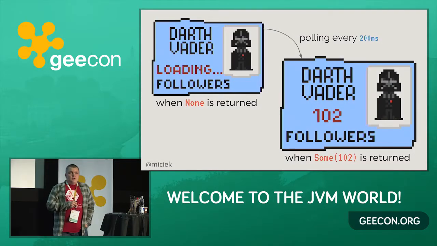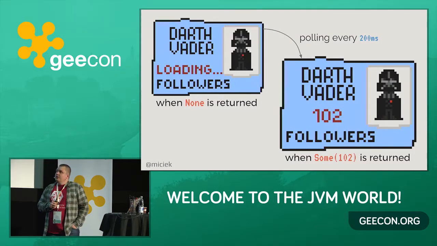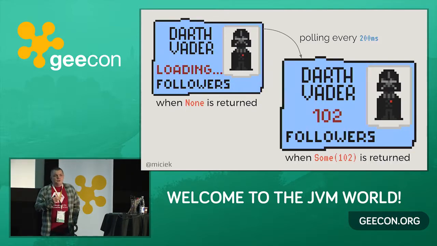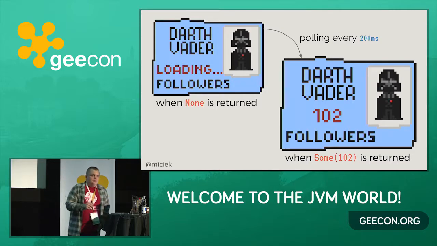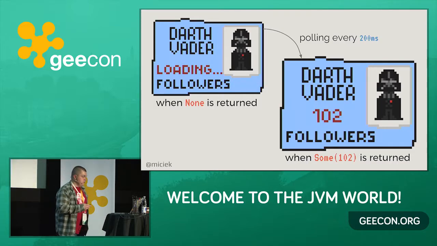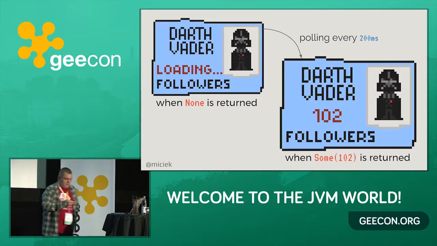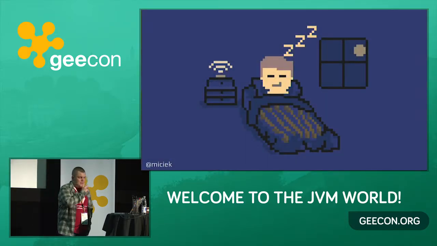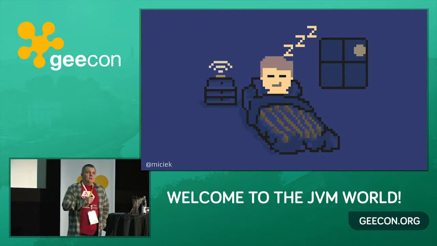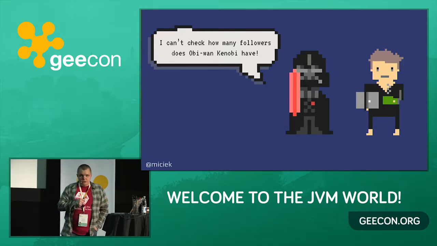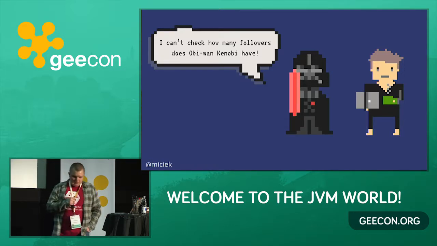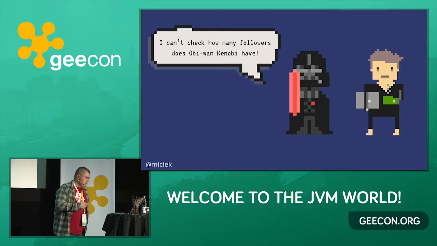And of course, the API changed, so we need to update our web application. Right now, whenever None is returned, we just show loading, and whenever Some integer is returned, we just display this integer. So now the user really knows what's happening. So everything works fine again, but one night our telephone starts ringing. It's our client again, and he can't check how many followers Obi-Wan Kenobi has. So obviously it's a problem, because he wants to know whether Obi-Wan Kenobi has more followers than him.